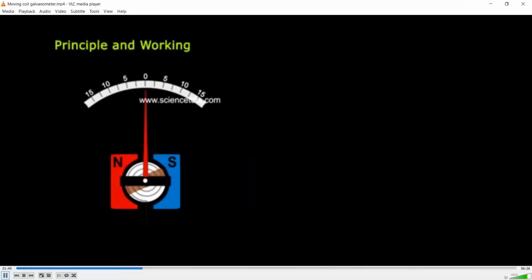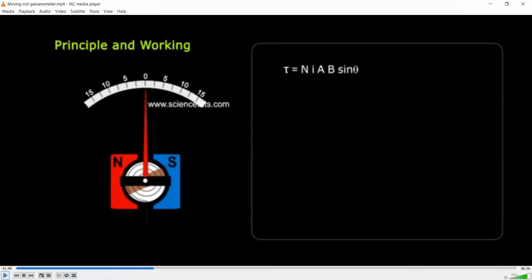Principle and working. The torque developed in the coil due to the current passing through it is given by tau equals to. This and all I'll explain. Is it clear till this step? Did you guys understand how it works? Okay, remaining part I will explain.